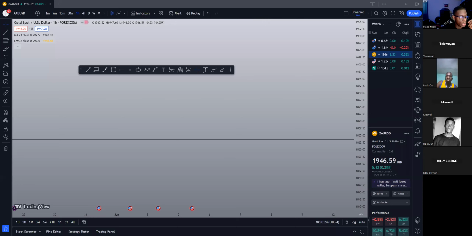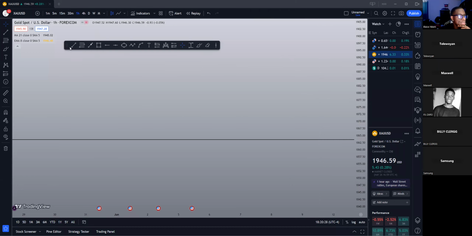Today, the first thing we'll be going over is support and resistance. I know in the earlier class we did talk a little bit about support and resistance, but in this class we will talk a little more on it, and we'll see how I draw my support and resistance. So you guys also go do the same.